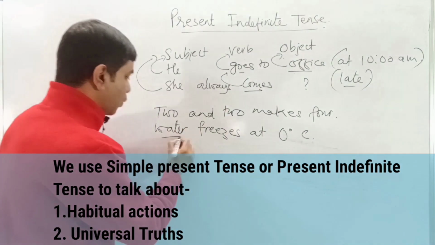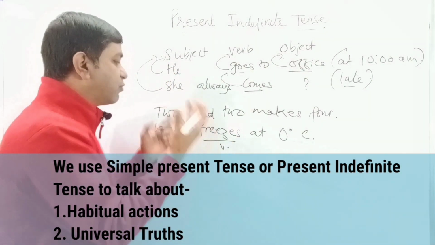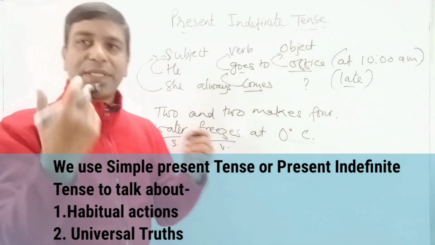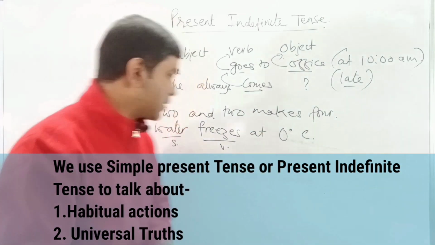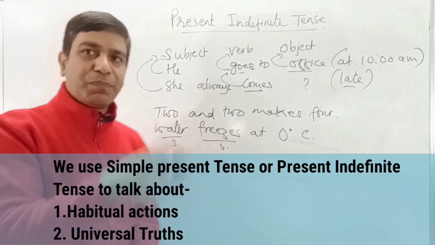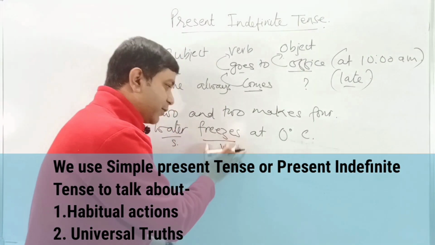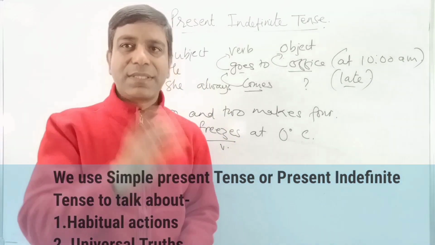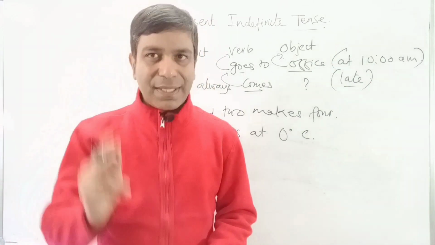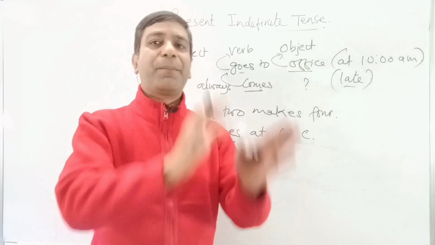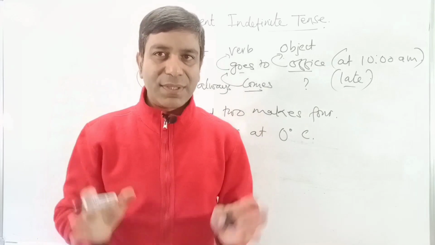In this sentence, water is the subject, freezes is the verb. What happens to water? It freezes. So it's a verb, and what is the object? There is no object. At 0 degrees Celsius is the extra information given in the sentence. So one subject, one verb. That means indefinite tense. What kind of indefinite tense? Since freezes, the verb is in present tense, it is a present indefinite tense. So remember, we use present indefinite tense to talk about actions that happen on a daily basis in a habitual manner, and to talk about the universal truths.